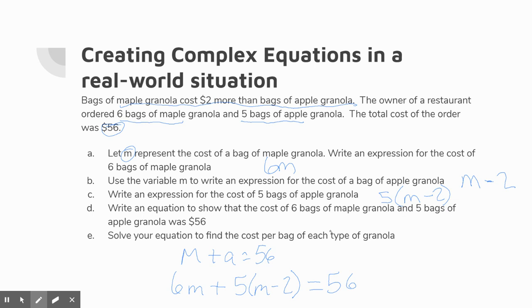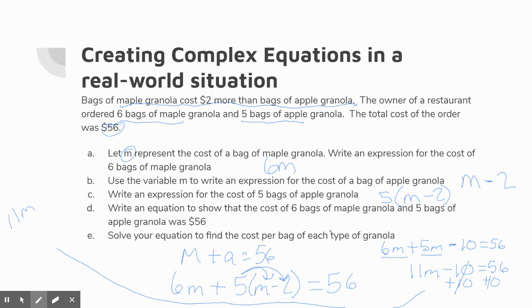When I solve this, I need to use the distributive property. 5 times M, 5 times negative 2. I have 6M plus 5M minus 10 equals 56. Then I'm going to combine my like terms. 6M plus 5M is 11M minus 10 equals 56. Then I'm going to use the addition property of equality, add 10 on both sides. Cancels out. I'm going to have 11M equals 66. Then I'm going to divide by 11 on both sides, and I'm going to have M equals 6.